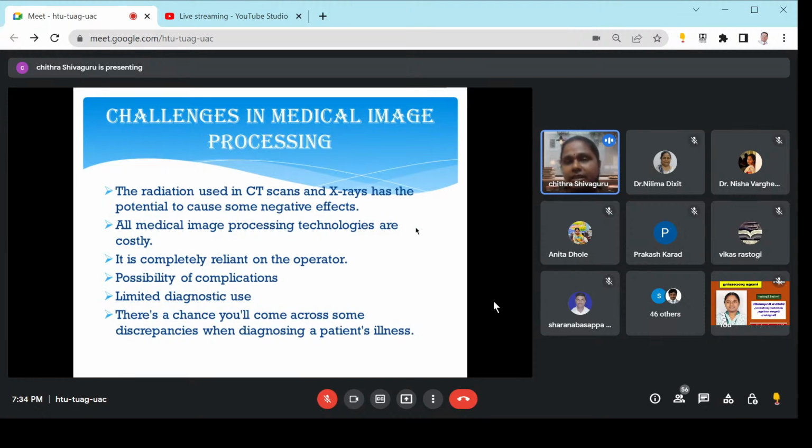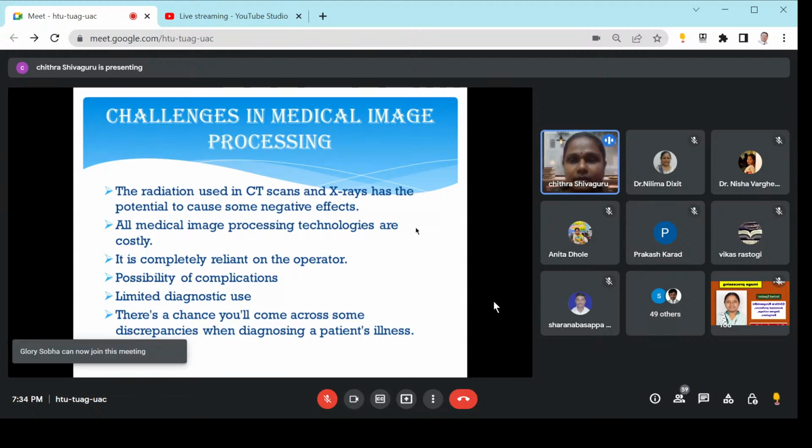Wherever there is something useful, there will be some challenges also. There are a few challenges in medical image processing. The radiation used in CT scans and X-rays has the potential to cause negative effects to the patients. Also, medical image processing technologies are very costly, and completely reliant on the operator. There is the possibility of complications, a chance of risk, and limited diagnostic uses.